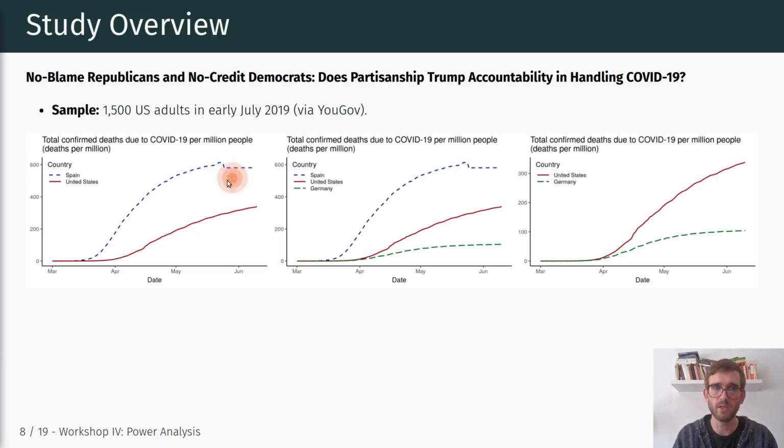Of course, by now, by the end of the year, this comparison looks much worse, but at least at that time, for the US, this was relatively favorable. We have a control condition that is basically a combination of the two, that shows, of course, the line for the United States, but basically combines Spain and Germany, and basically shows, okay, there are countries that were doing better, there were countries that were doing worse in late June, early July.